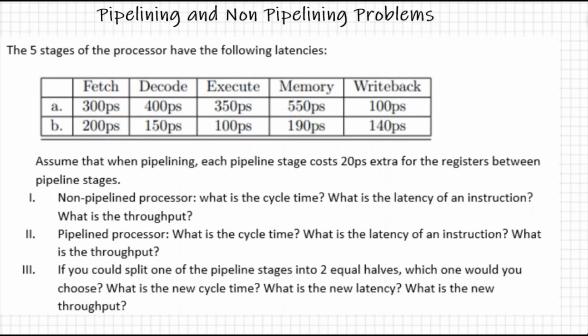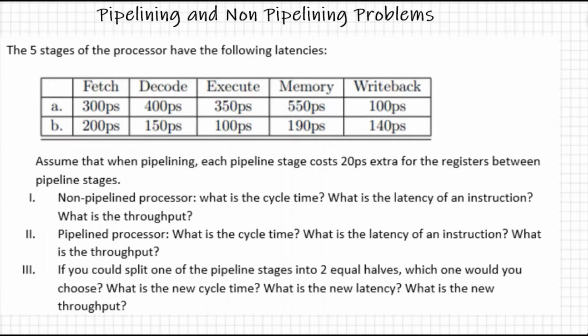Hello guys, this is a pipelining and non-pipelining problem. So the question is, the 5 stages of the processor have the following latencies: fetch, decode, execute, memory, write back. The delay in each stage of execution is given to you.